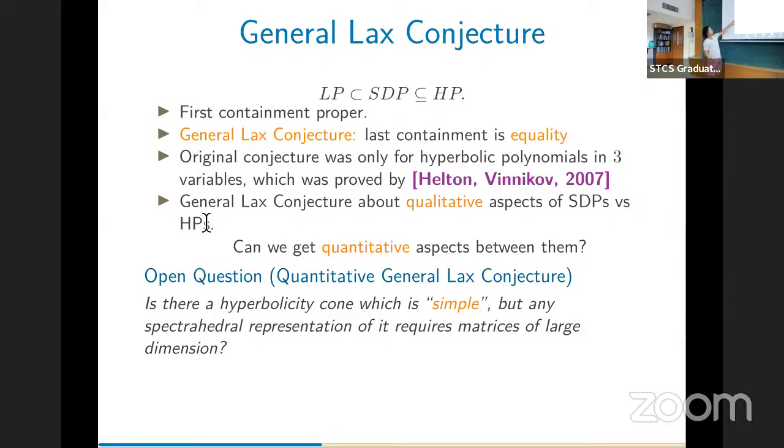Okay. So then the open question here is this quantitative generalized conjecture. Is there a hyperbolicity cone which is simple? And by simple here, you should think a small algebraic circuit. Right, it can be computed by a small algebraic circuit, but any spectrahedral representation of it requires matrices of large dimension. That would be a nice thing to have, because this would show that hyperbolic equivalence gives you a much more efficient representation, right?